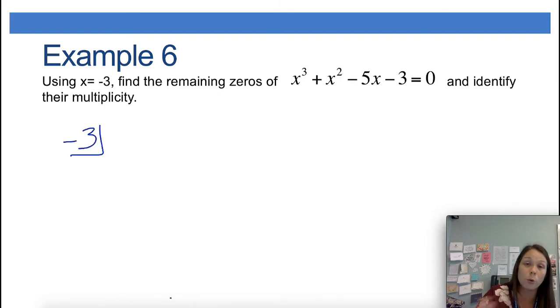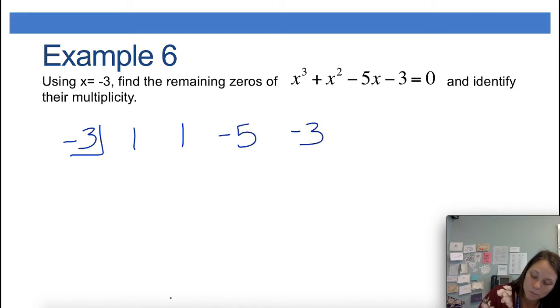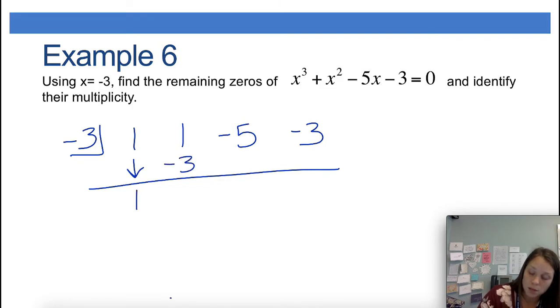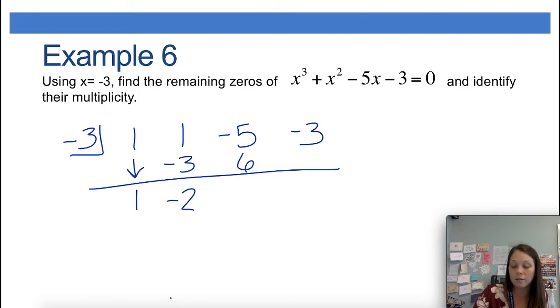We're going to go through our synthetic division, or you could use long division if you wanted to, with the x cubed plus x squared minus 5x minus 3. 1 times -3 is -3. 1 plus -3 is -2. -2 times the number in the box, which is -3, gives us a product of 6. -5 plus 6 is 1.